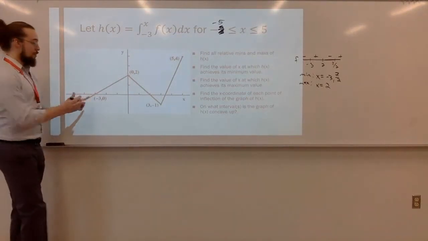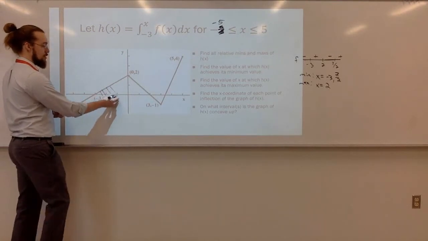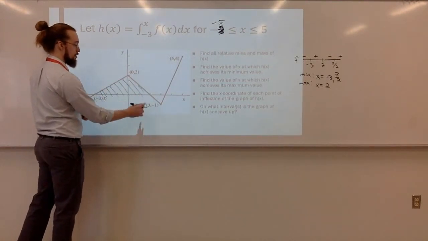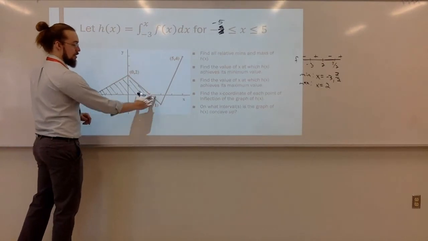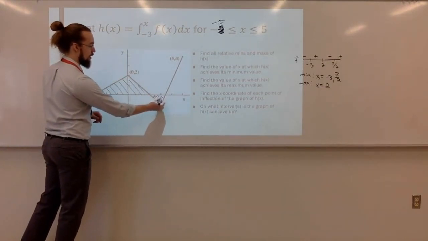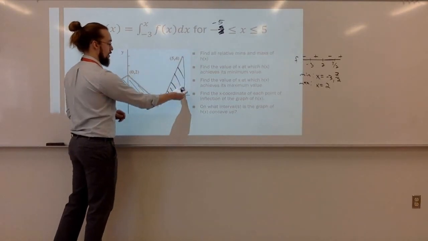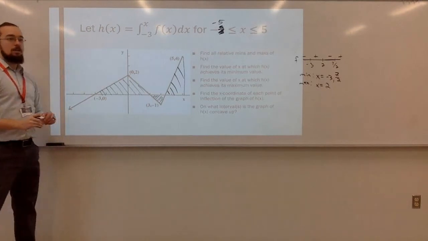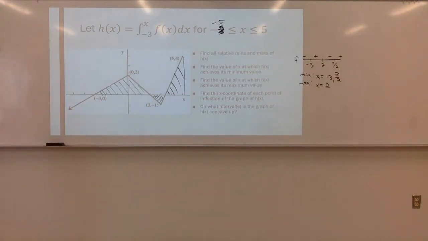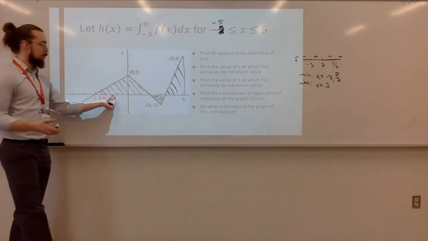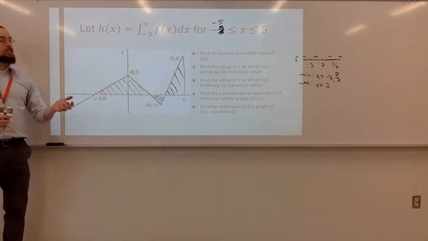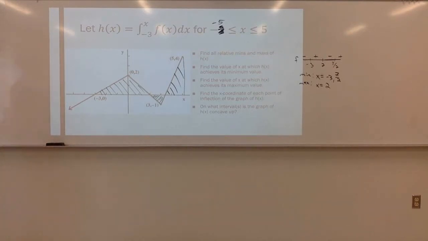So this is all positive, right? This is a fairly large positive area. Then here we accumulate a little bit of negative area. And then here we accumulate a lot more positive area, right? So we're trying to find where h, which is the function that describes the accumulation of the area under this curve, achieves its minimum value. Where will I have the smallest area under the curve?